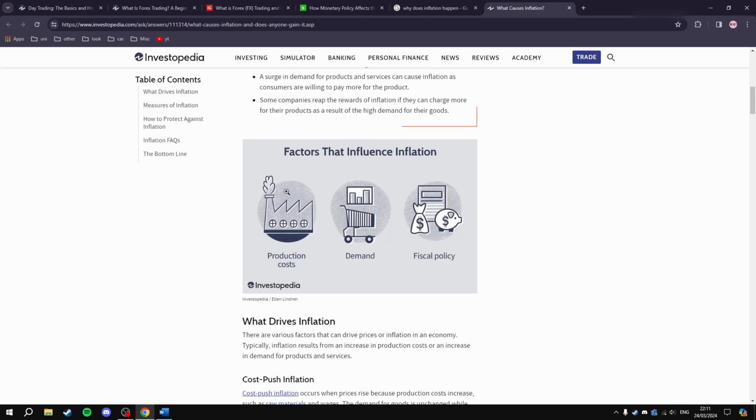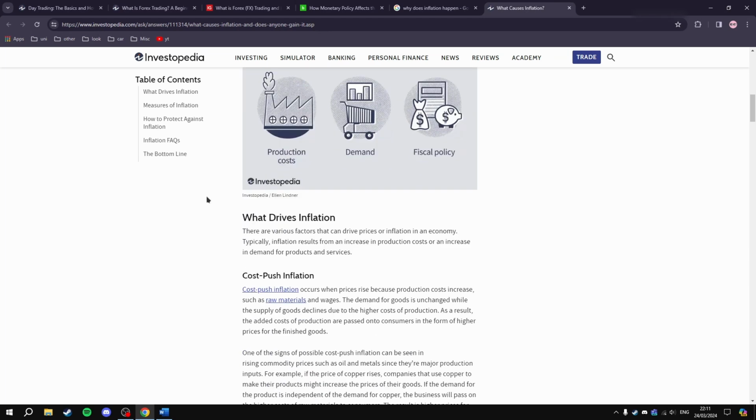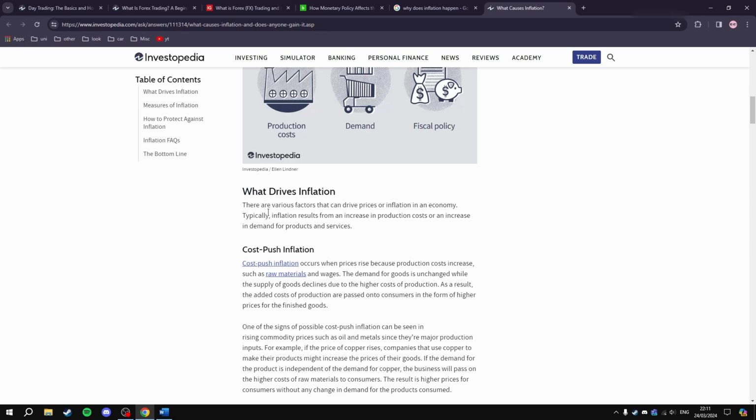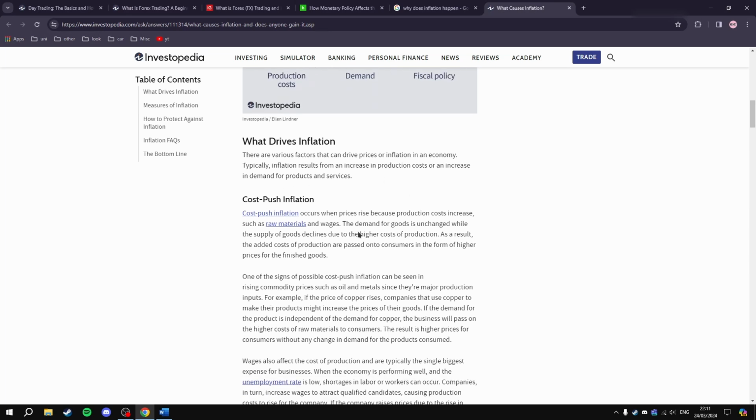What drives inflation? There are various factors that can drive prices of inflation in the economy. Typically, inflation results from an increase in production cost or an increase in demand for the products and services.